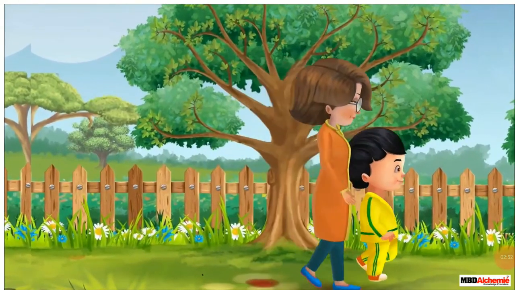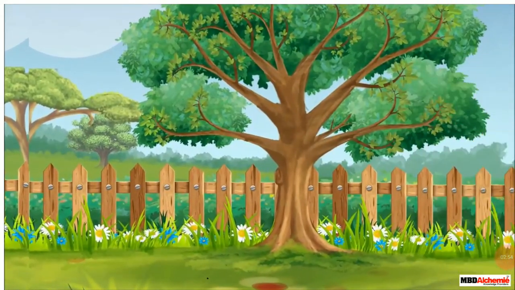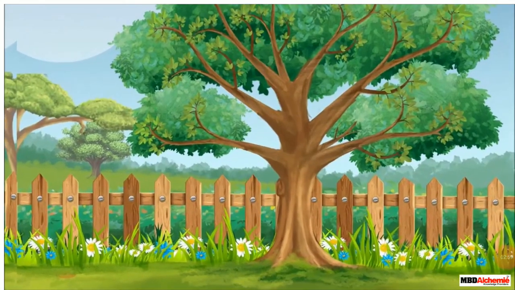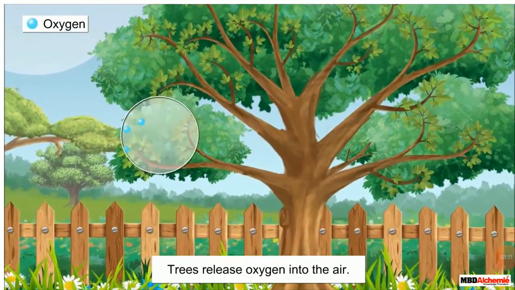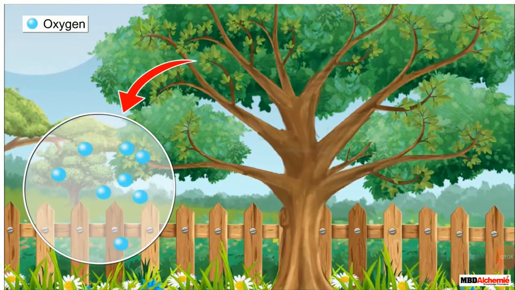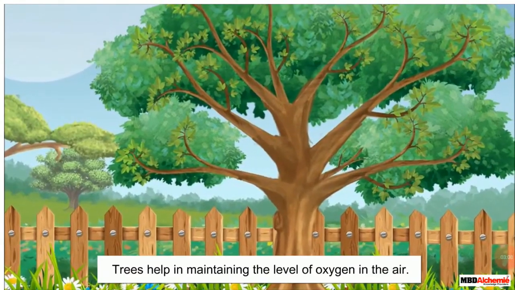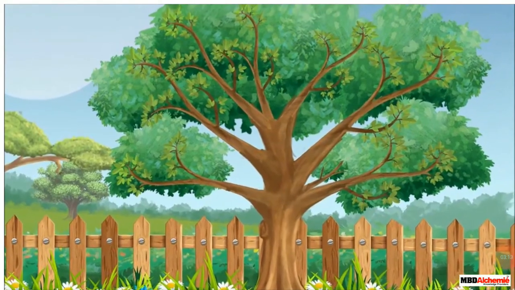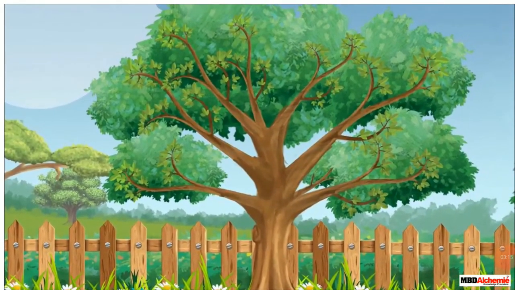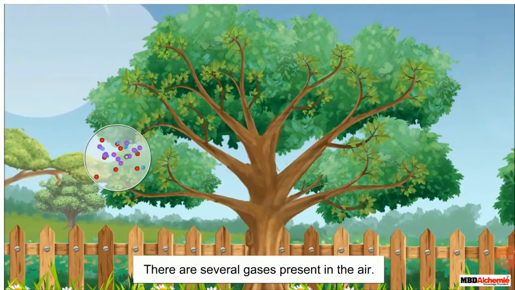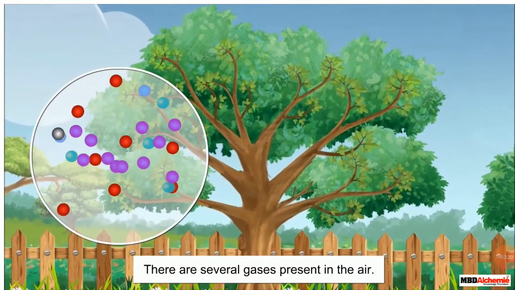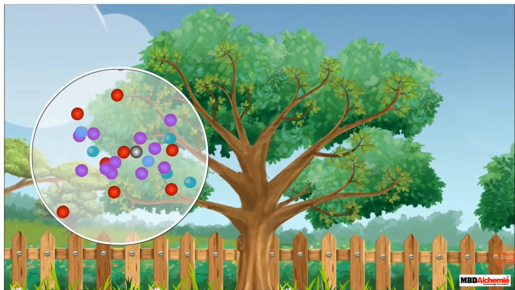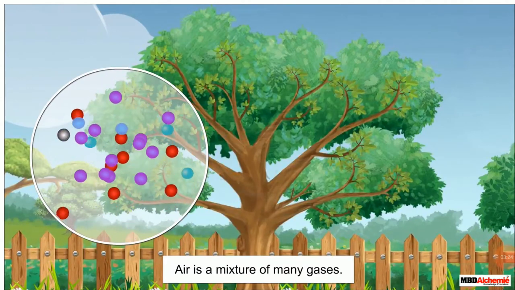Sid's mother is absolutely right. Wherever there are trees, the surrounding air is quite clean and fresh. It is because the trees release oxygen into the air, which is an integral part of air. Trees help in maintaining the level of oxygen in the air, which is important for the survival of living beings. Air does not only contain oxygen, but there are several other gases present in it as well. In fact, air is a mixture of gases.